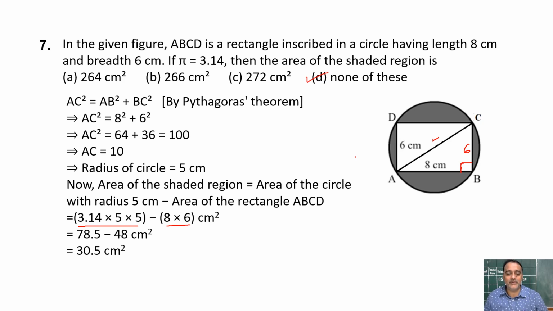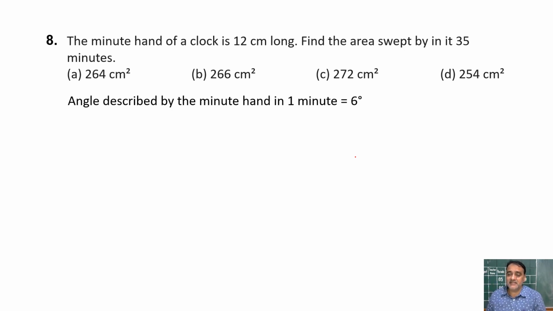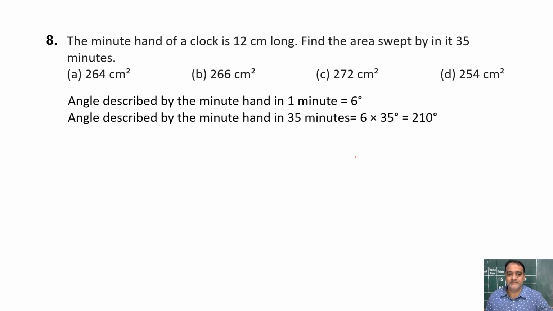So now we are moving toward question number 8. The minute hand of a clock is 12 centimeter long. Find the area swept by it in 35 minutes. Okay. So we'll start with the same step. Angle subtended by the minute hand in 1 minute is 6 degree. So in 35 minutes, 35 into 6, that is 210.